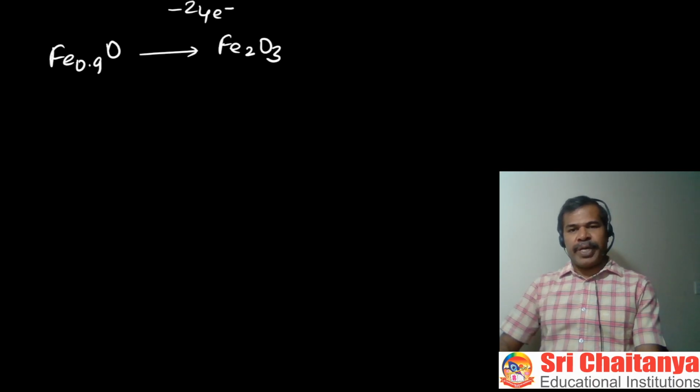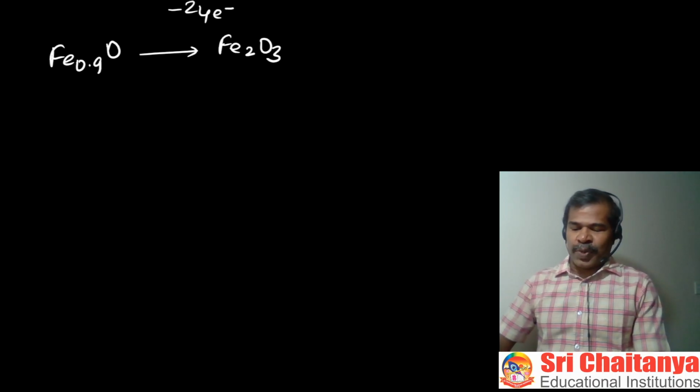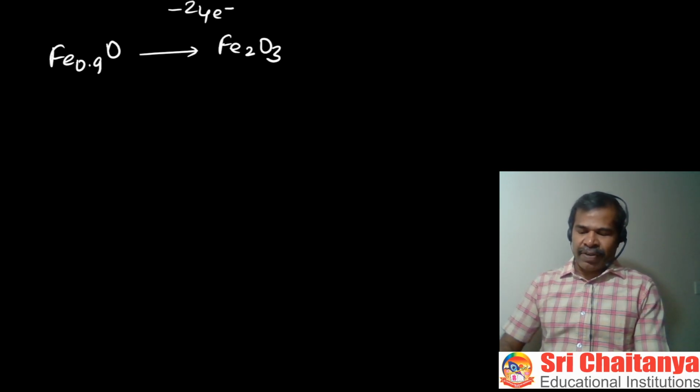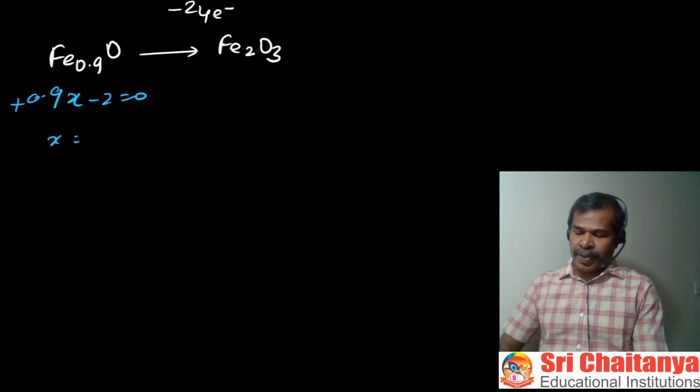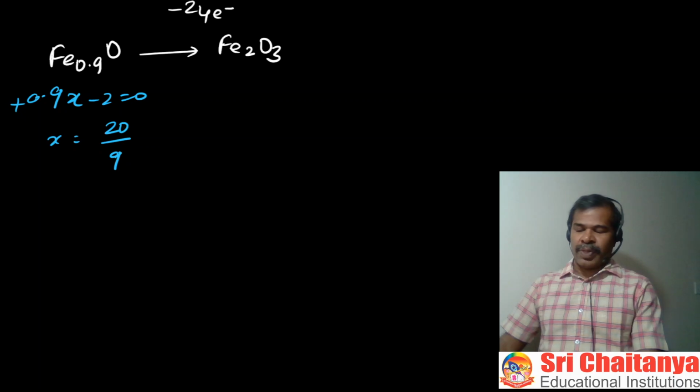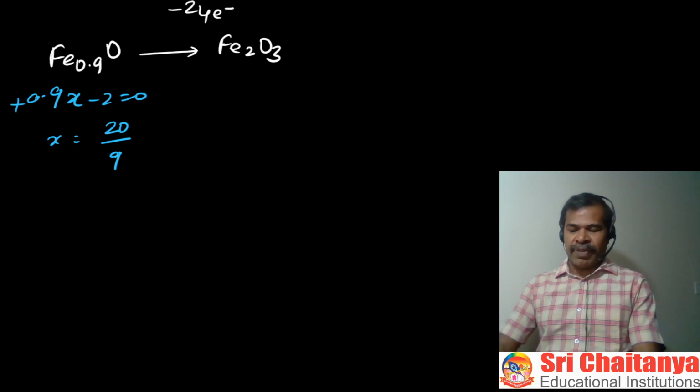A non-stoichiometric compound Fe0.9O changing to Fe2O3. So how to work out the valency factor? I'm not getting into the detail of this particular compound. We will do it by average oxidation number. What is the average oxidation number of Fe in this? 0.9x minus 2 equal to 0, so x is equal to 20 by 9. That is the average oxidation state of Fe in this compound.